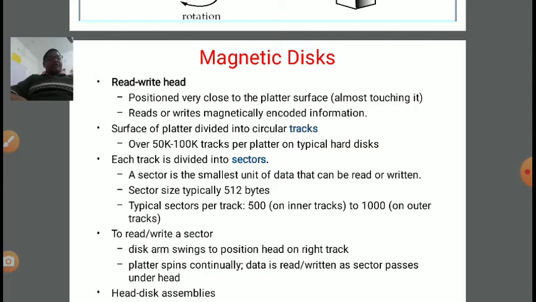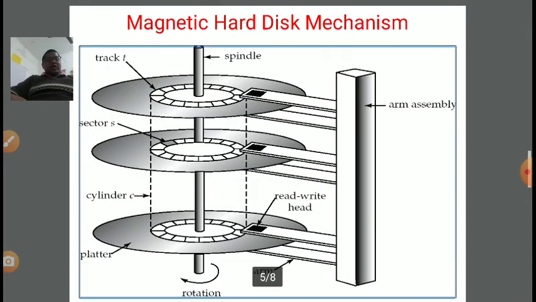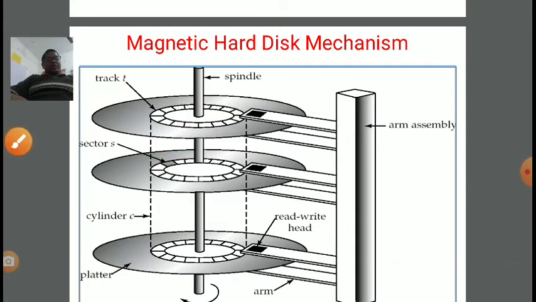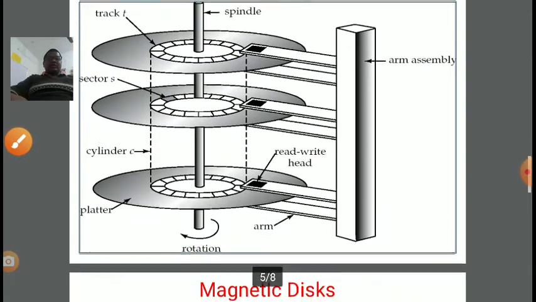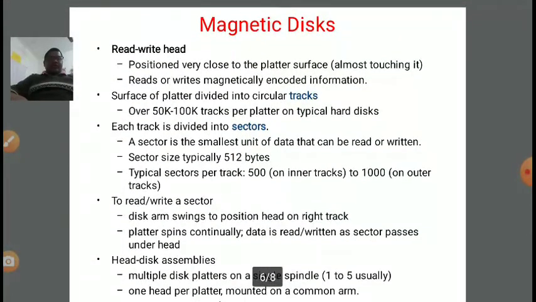Each track is divided into sectors. A sector is the smallest unit of data that can be read or written. Okay, I already explained this with the help of this example. If you see, in every track there is the smallest part, that is what? Sector, and this is the track. So a platter consists of various tracks, and every track consists of various sectors, right? A sector size is typically 512 bytes.